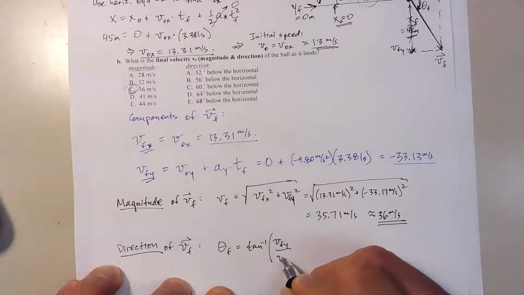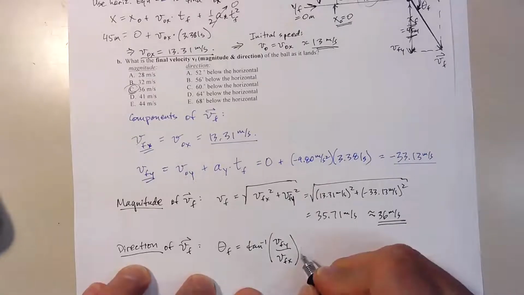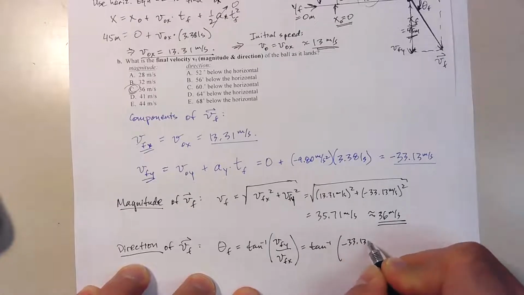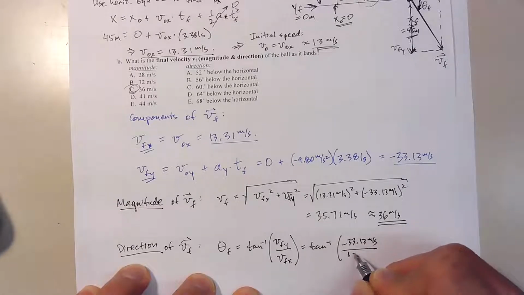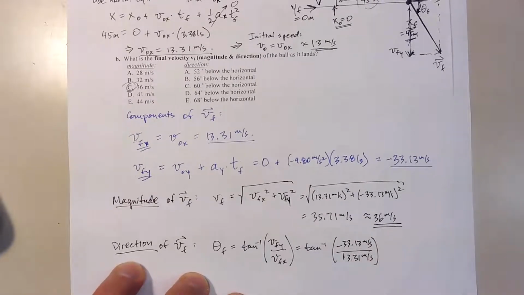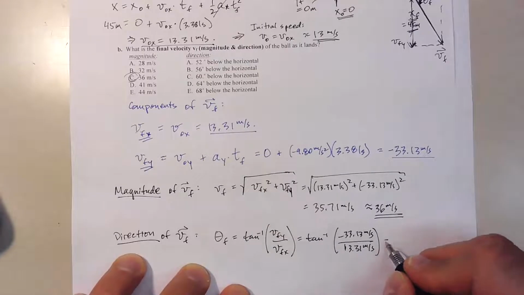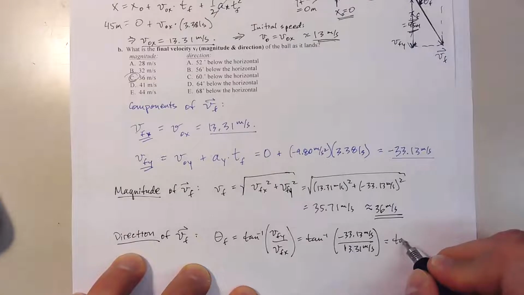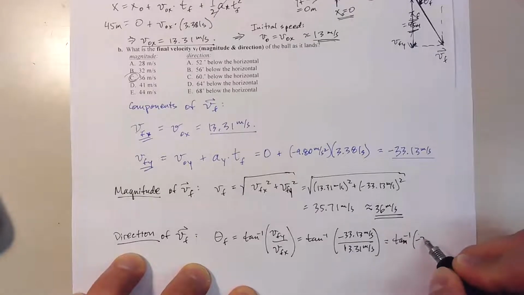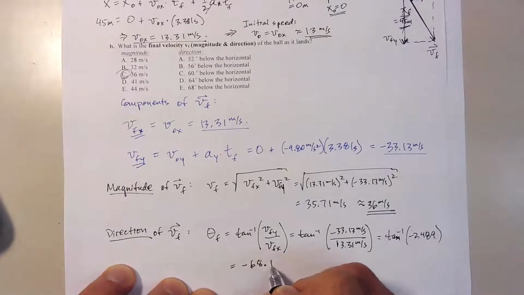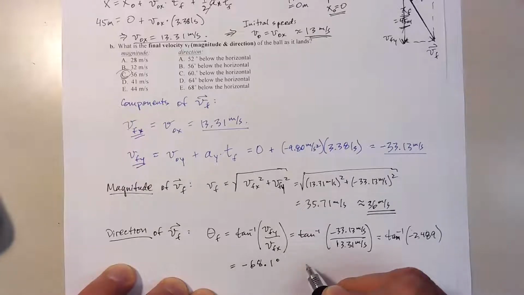Inverse tangent of the y over the x component. Good news is all the meters per second are going to cancel out. So this turns out to be the inverse tangent of negative 2.4, negative 2.489. I asked my calculator what that is. My calculator tells me negative 68.1 degrees, right?